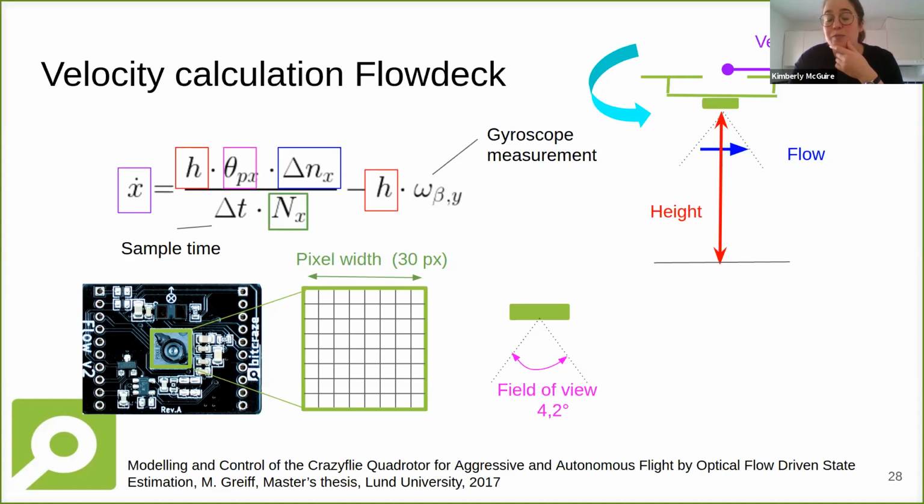However, the gyroscope is much faster than the optical flow sensor. So I would most likely just use that, because that is information that you already have to subtract that factor from the velocity estimation from the Flowdeck. So, is that clear to you?